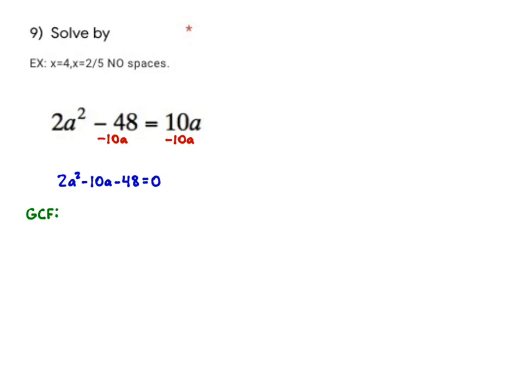We're going to look for the GCF, which is 2. The leftovers would be a squared minus 5a minus 24. And then we're going to go through our factoring again. The top number is negative 24. The bottom number is negative 5.